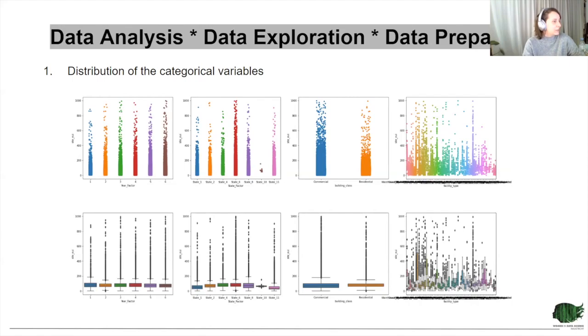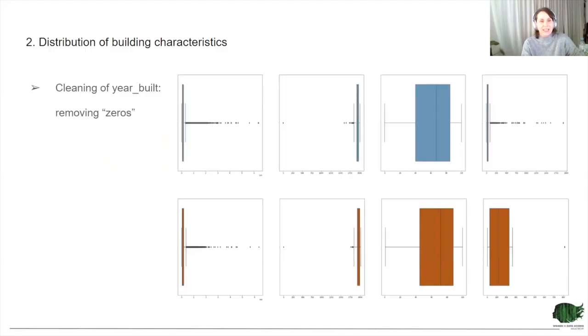Next, we had a look at the numerical variables on the next slide. Here we looked at the distribution and outliers and decided not to remove outliers, except in one case: the year built. We noted that some years were given as 0, and that must clearly be a mistake. So we first replaced them with missing values and imputed them later.